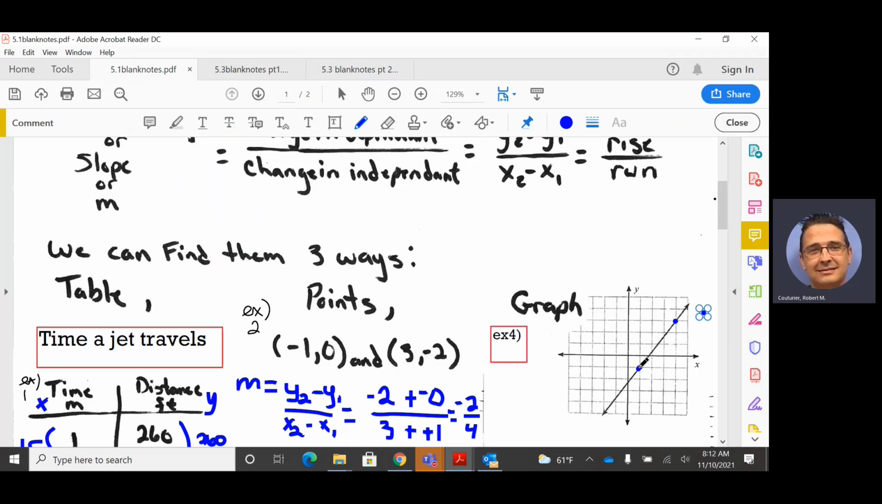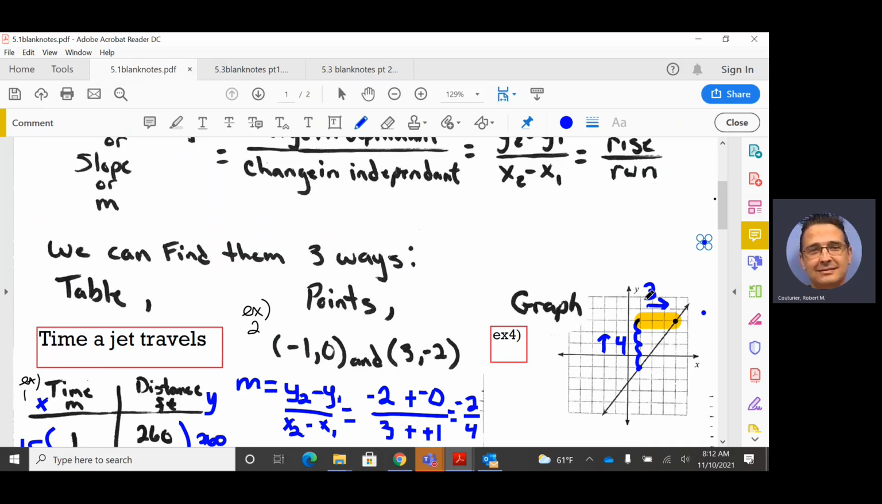So we need to go up. Let's see, 1, 2, 3, 4. So we're going up 4 units. And then we have to go to the right 1, 2, 3. So we went to the right 3 units.